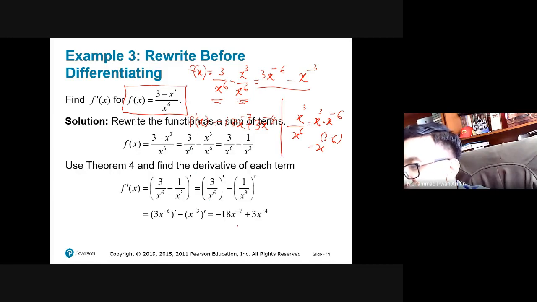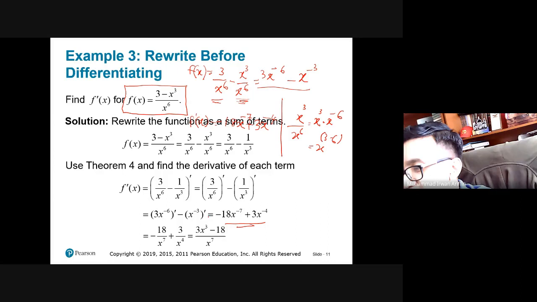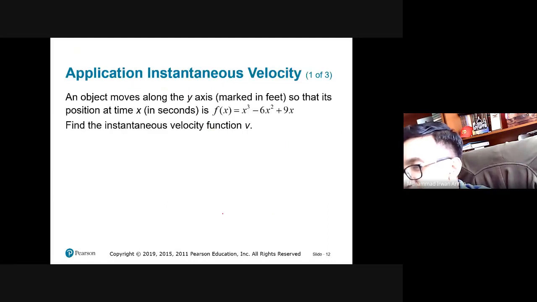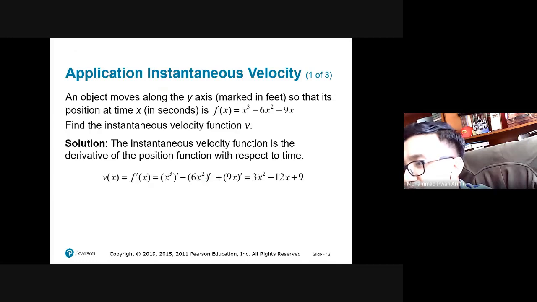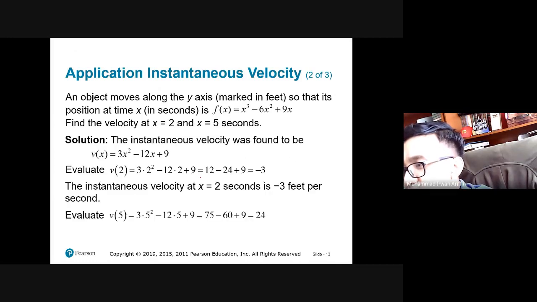Of course, it doesn't look elegant, so you can simplify it and make it look nicer, but this is already an acceptable answer. Application, I'm going to leave this to you. You can just do it on your own.